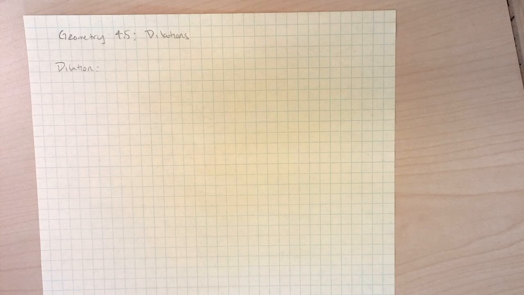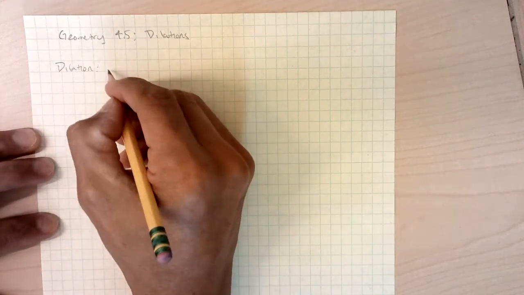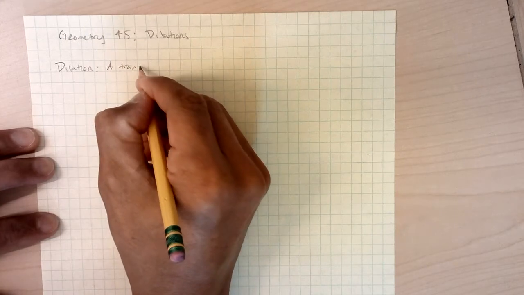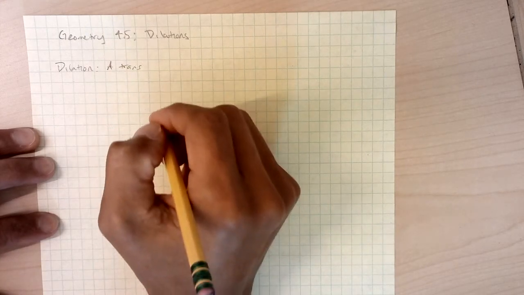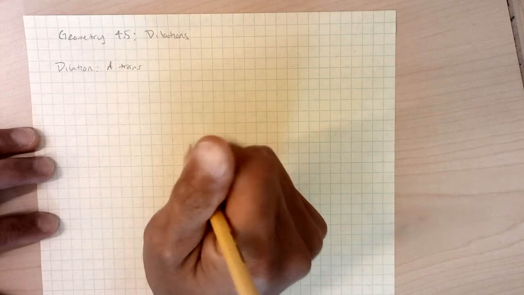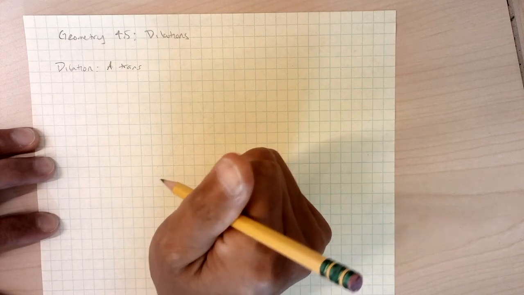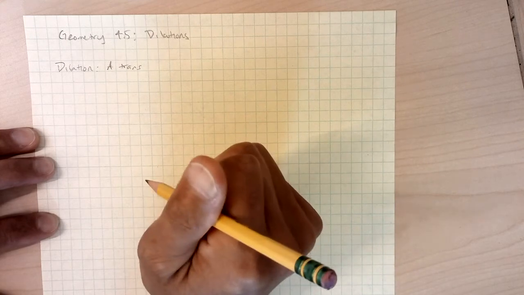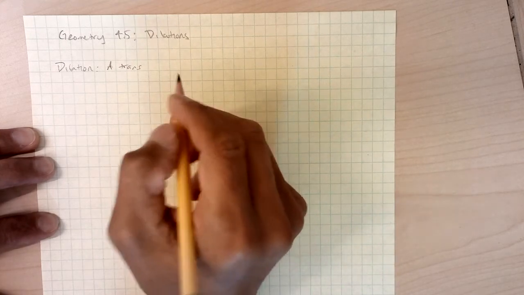Okay, this is geometry 4.5, still talking about transformations, although in this case, dilations. So a dilation is a transformation that either reduces or enlarges an object about some fixed point, call that C, or that fixed point is also referred to as the center of dilation, using some scale factor called K.